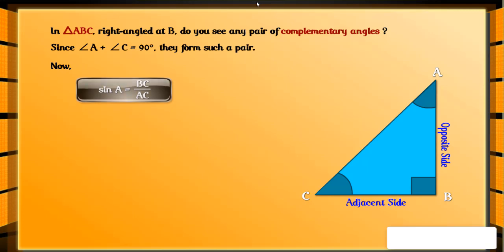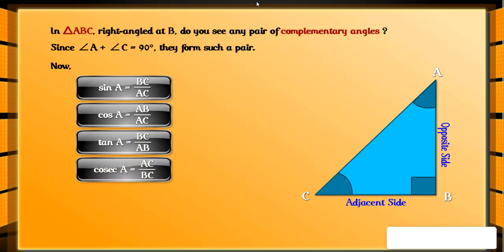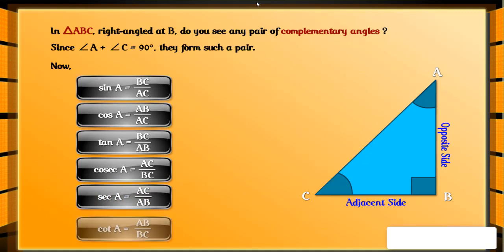Now, sine A is equal to BC upon AC, cos A is equal to AB upon AC, tan A is equal to BC upon AB, cosec A is equal to AC upon BC, sec A is equal to AC upon AB, and cot A is equal to AB upon BC.